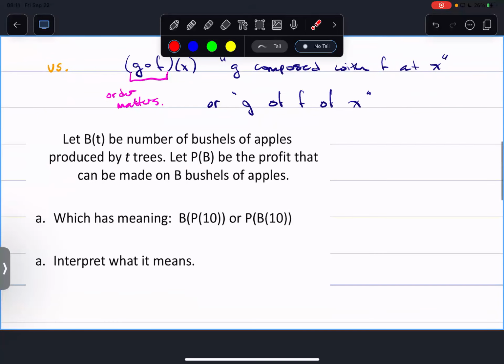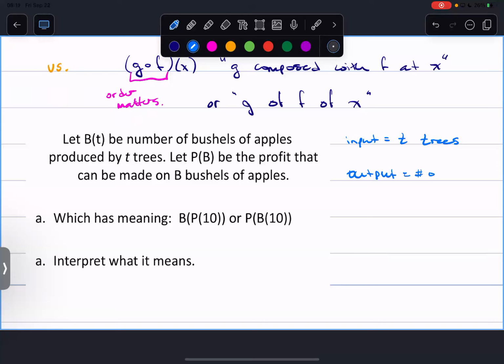If we let the function b of t be the number of bushels of apples produced by t trees, just looking at that function alone, right? T is the input, so I tell it how many trees I have, and then I get the output, the number of bushels of apples that I'm expecting to get out of those trees, right? So just on its own, that's a function. Here, the input is T trees, and the output is the number of bushels.